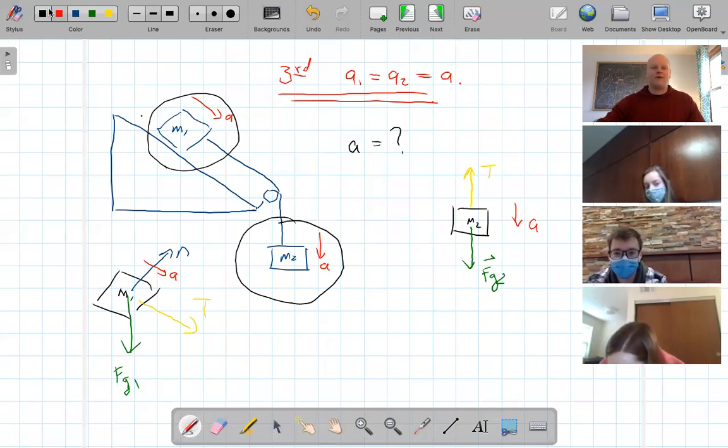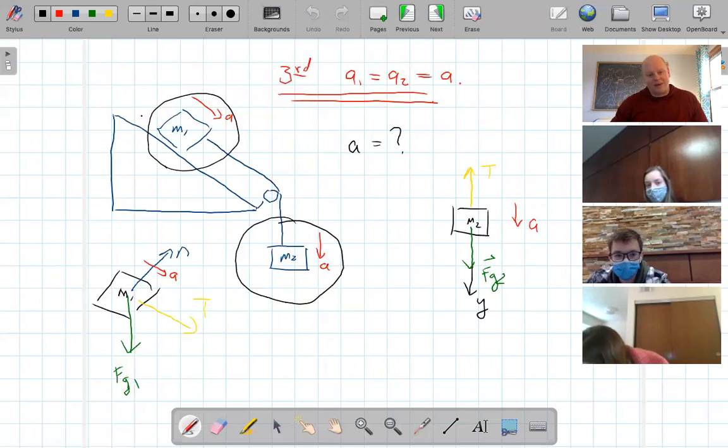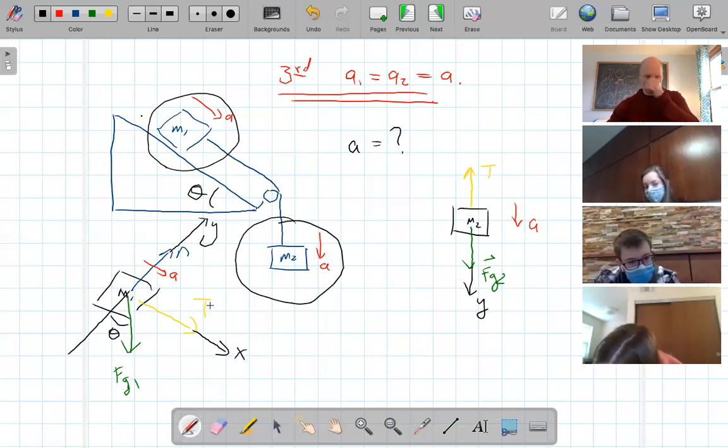For this guy, I'm going to use positive y to go downward, for the same reason that Jair asked: I want to make sure the acceleration is in the same direction as the positive direction. That's why I'm choosing this one to be downward. Here, I'm going to choose positive x to be in the direction of the acceleration, which means that positive y must be this way. If this plane is at an angle theta, then this is my angle theta here. This angle here is the same angle here, so that's the angle between the y direction and the gravitational force. Okay.